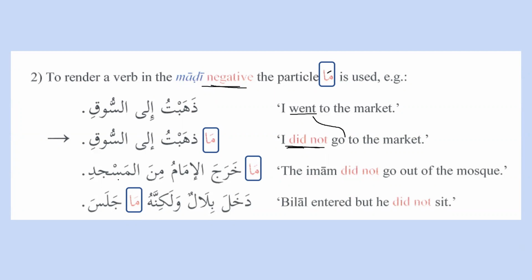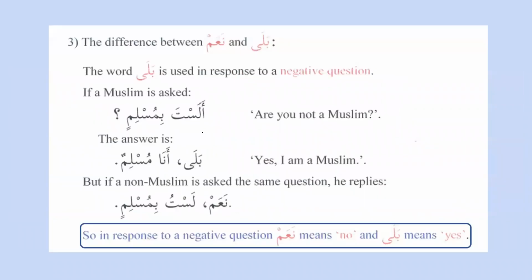Similarly, ma kharaj al-imamu min al-masjidi, the imam did not go out of the mosque. And similarly, dakhala Bilalun walakinnahu ma jalasa. Bilal entered, but he did not sit. So as we can see, whenever you simply use ma with the past tense, then it becomes negative. So it's very simple to negate the past tense. We only have to add ma, and then it becomes negative.